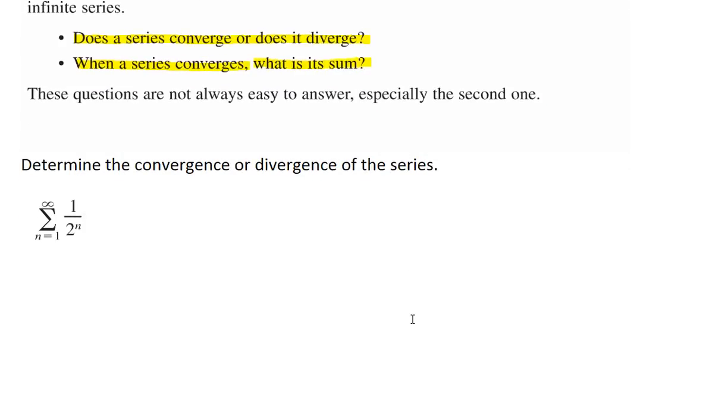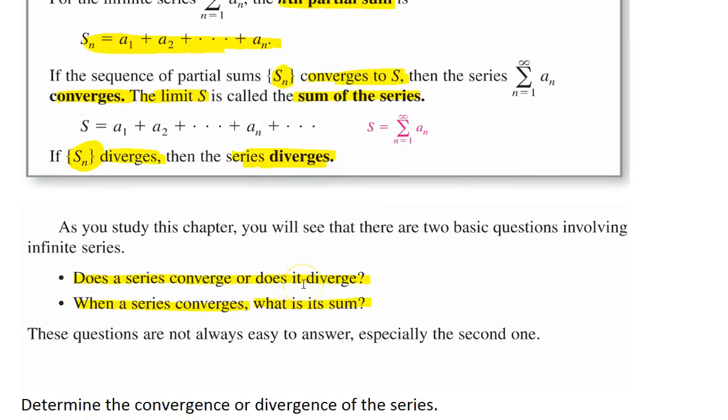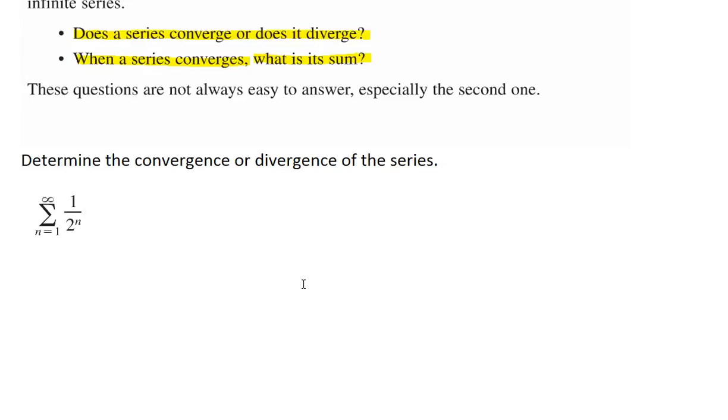Okay? Guys, let's have a look at this. So, thus far, we only know one way to determine convergence or divergence of a series, right? And that is to look at the nth partial sum. So, you know what that says? If the nth partial sum converges to a finite number, then the series converges and S is called the sum of the series. Okay? If the nth partial sum diverges, then the series diverges. Let's apply the nth partial sum test on this infinite series.